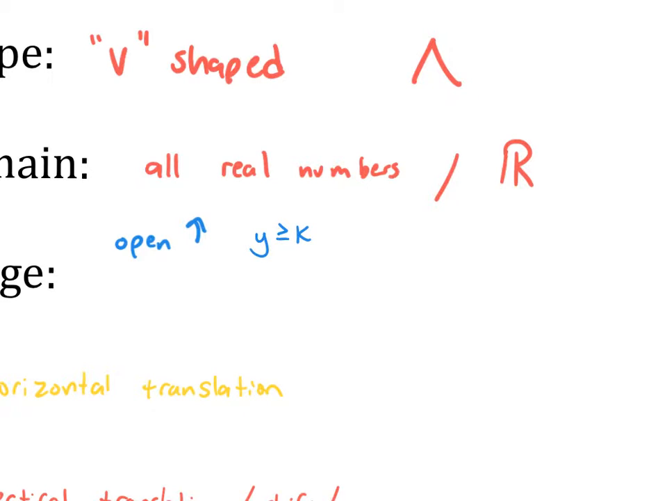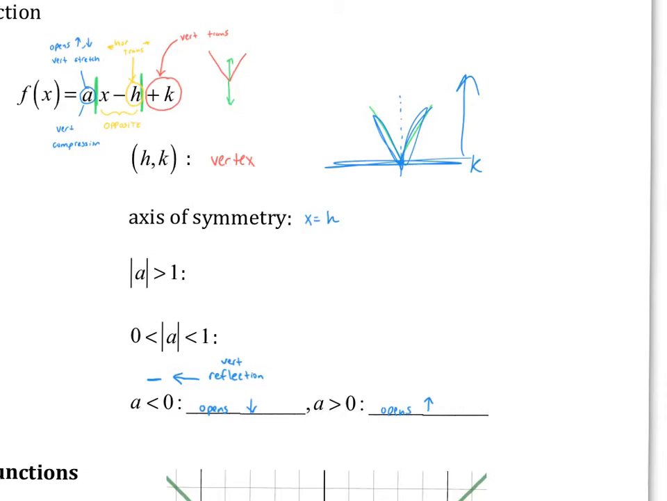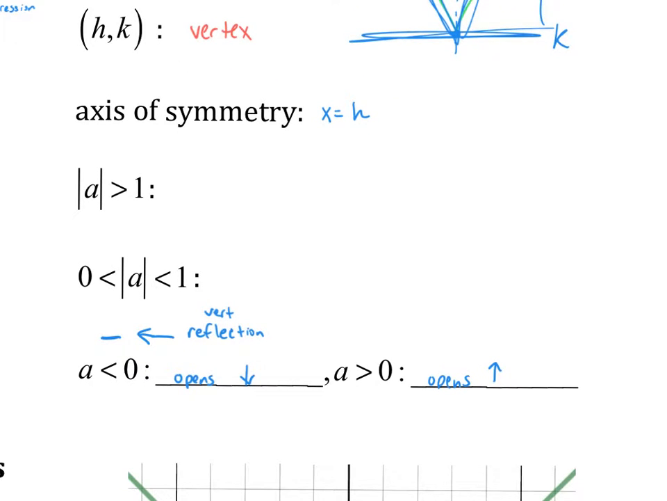Well, we can flip this around too. That means if it opens downward, my K is the highest it goes. So the range is everything below K, including K. All right, the last thing we want to do is pay attention to the A values.